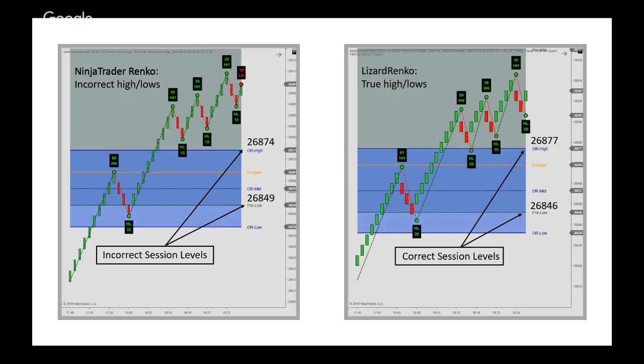You'll have the same problem with pivots, with Fibonacci levels, with range projections. The highs and the lows here are simply off, and you will not have the correct support and resistance levels.